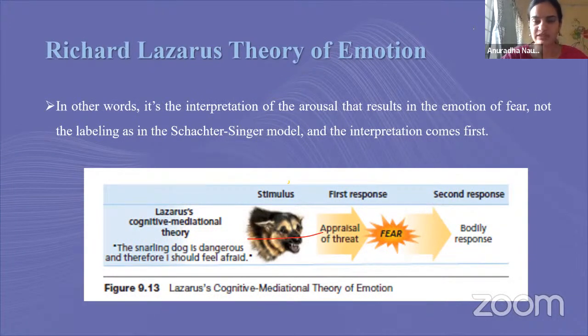Again, going back to what we discussed, the interpretation comes first, not the labeling. I will not see, okay, I'm experiencing fear, so I should run. No, it will be first, whether the situation requires my experience of fear or not, that will come first. My interpretation of the situation will come first before how I respond to the situation.